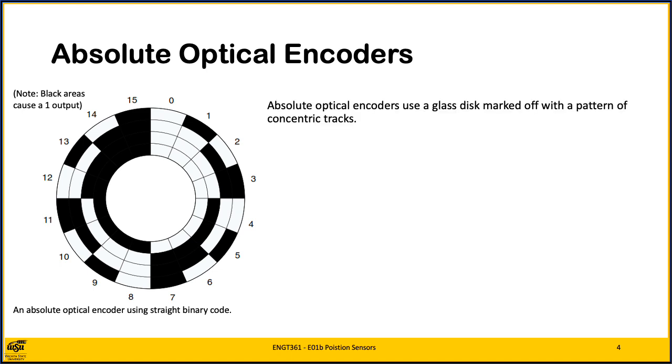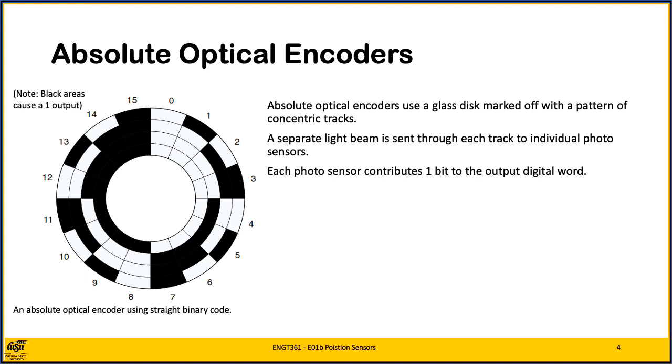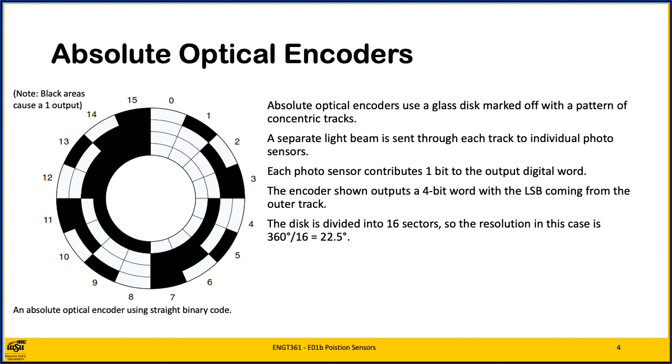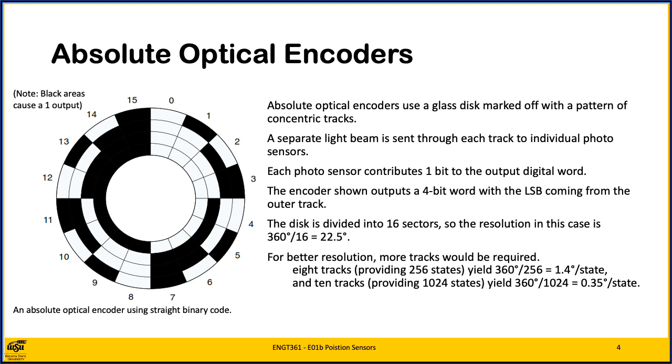The absolute optical encoders use a glass disc marked off with a pattern of concentric tracks. A separate light beam is sent through each track to individual photosensors. Each photosensor contributes 1 bit to the output digital word. The encoder shown outputs a 4-bit word with the least significant bit coming from the outer track. The disk is divided into 16 sectors, so the resolution in this case is 360 degrees divided by 16, which is 22.5 degrees. For better resolution, more tracks would be required.